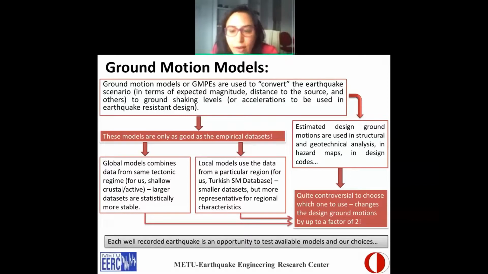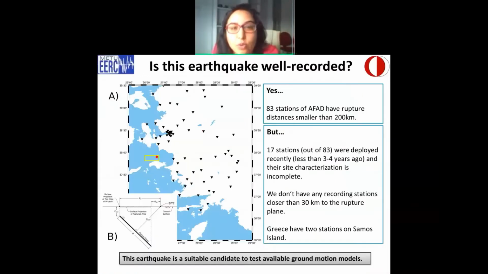And interestingly, choosing the ground motion model from one set or the other changes the design ground motions by a factor of 2. So it's an important decision. My final word here is that each well-recorded earthquake is an opportunity to test our available ground motion models and to test our choices. So the question is, is this earthquake well recorded? The answer is yes and no.